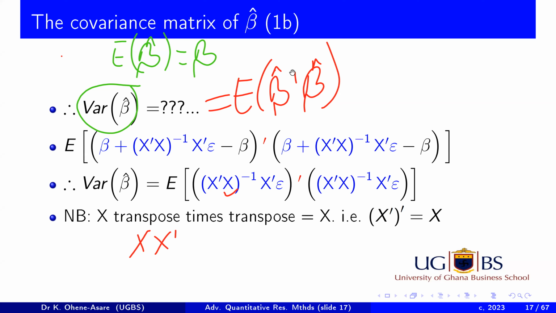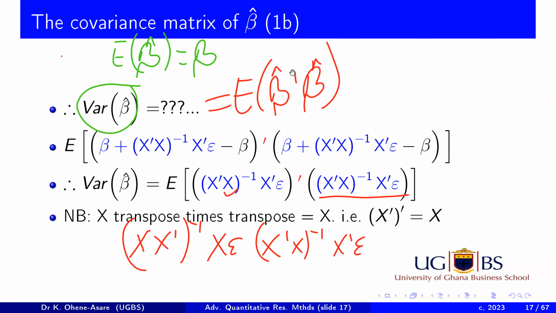And both of them have the power -1. Now this third one has x prime prime. It's going to have x prime prime with an epsilon. Done. And then we take this one. This one, there's nothing there, so we just write it as it is. X prime x to the power -1, and x prime epsilon.